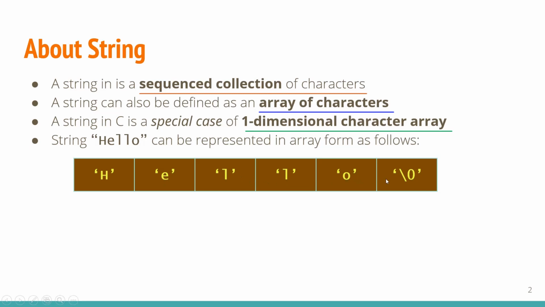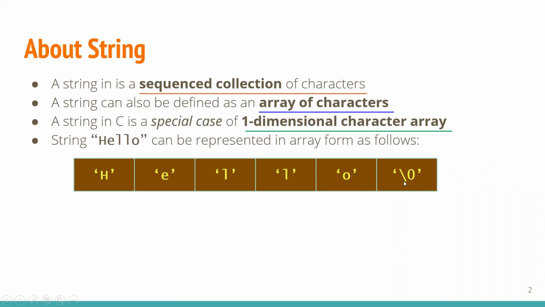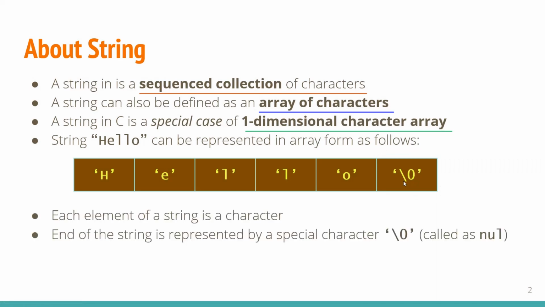But what you observe is that at the end, there is a special character called the null character, which is referred to as \0. So each element of a string is a character, and the end of the string is represented by a special character called \0. This is how the problem of not asking the number of characters in the string before entering the string is solved. A string is said to be terminated, or to have reached its end, only when you have \0. We will see how to use \0 as the end-of-string character in the further slides.